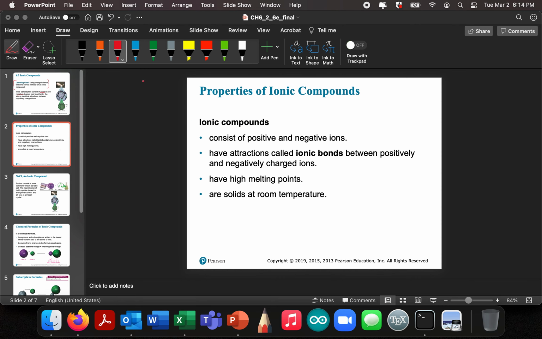Okay, so a couple properties of ionic compounds. I don't think these are obvious. You may want to write these down and memorize them. Ionic compounds, well, this one's obvious. They consist of positive and negative ions, cations and anions, right? They have attractions called ionic bonds between the two charges, okay? But this part I would not say is obvious. They have high melting points and they're solids at room temperature. I guess you can appreciate that sodium chloride, salt, is a solid at room temperature. So maybe that'll help you remember that. And you might have to simply memorize that they have high melting points.